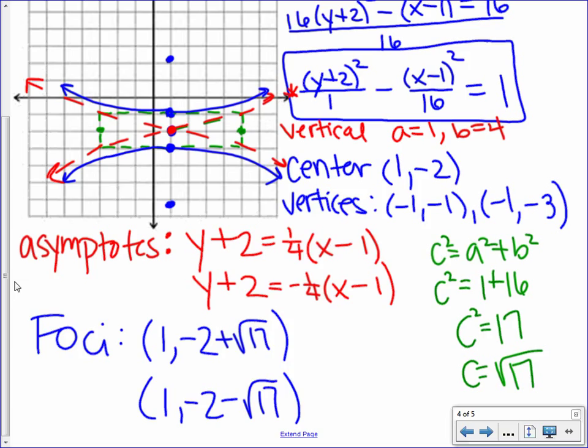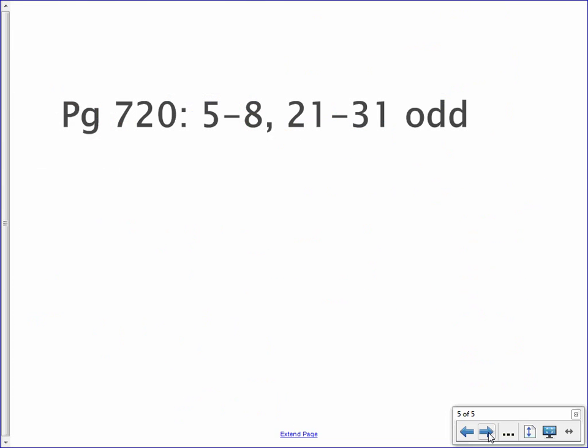That, ladies and gentlemen, is how you graph hyperbolas. I would like you to use the rest of the time to work on your homework. Please work together. If you have questions, work them out with each other. Ask questions if you need to. Here is your assignment. I look forward to seeing you on Monday.